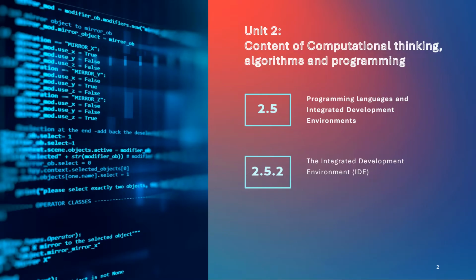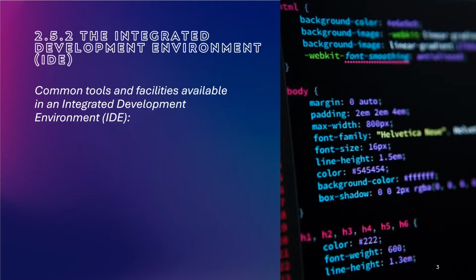Welcome to this revision video, which looks at Unit 2 and Section 2.52, which is the Integrated Development Environment, or IDE. One of the areas that you'll need to know is the different features that an IDE has. So the syllabus refers to this as the common tools and facilities available in an IDE. Basically, what they'll ask you questions about is do you know what tools and features are available in an IDE to help a programmer?